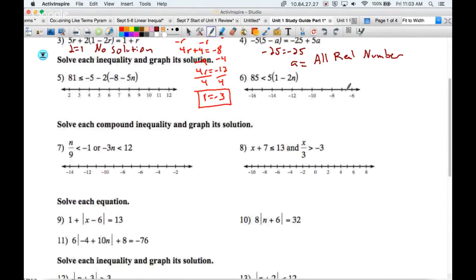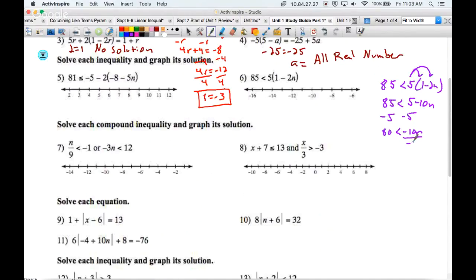Solve each inequality and graph its solution. Let's see. I'll do number 6 over here. When we're solving that inequality, we want to isolate our variable on one side of the inequality, preferably on the left side. Makes it a little easier to use some of our tricks. To graph, I'm going to distribute that 5. Now I've got 85 is less than 5 minus 10n. Subtract 5 from both sides. We've got 80 is less than -10n.